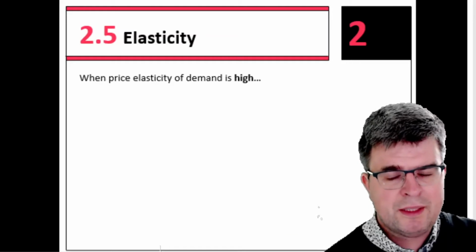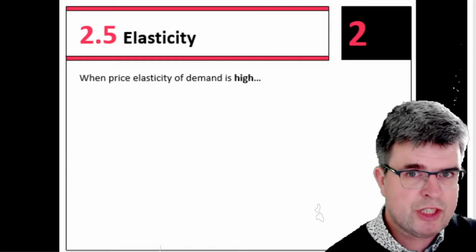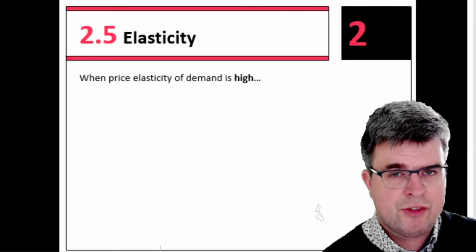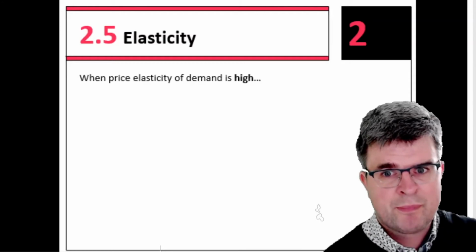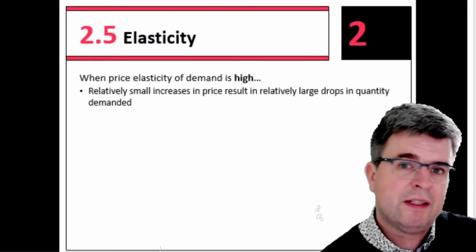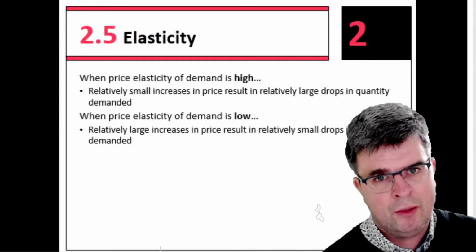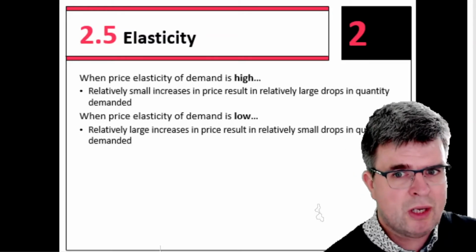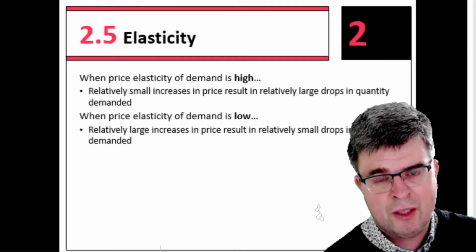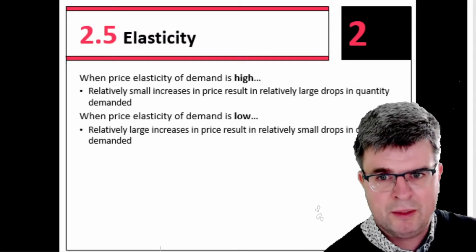Now, when the price elasticity of demand is high, it means that a 1% change in the price leads to a much larger percentage change in the quantity that's demanded. So relatively small price increases will induce relatively large drops in the quantity demanded. On the other hand, when the price elasticity of demand is low, then even when the price increase is relatively large, you only observe a very small drop in the quantity that's demanded.